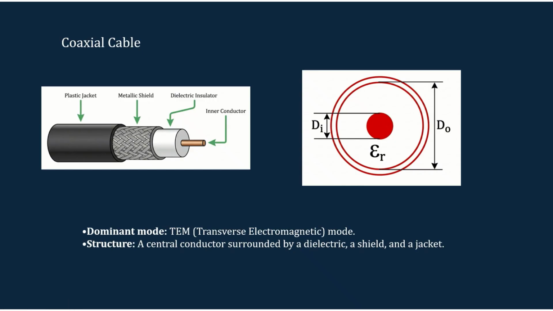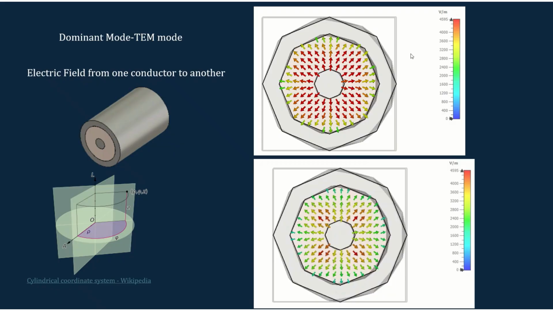The dominant mode of propagation in coaxial cable is TEM. So let's see how this is happening. If you see the electric field inside the coaxial cable, the electric field goes from the inner conductor to the outer conductor. This is an animation showing how the electric field varies from the inner conductor to the outer conductor. As the coaxial cable is a cylindrical structure, here I have considered a cylindrical coordinate system. You can see that the electric field is along the rho direction. This is how the electric field is changing.